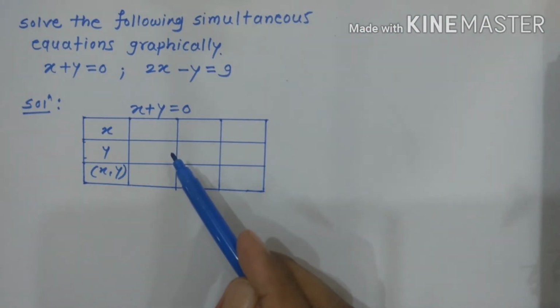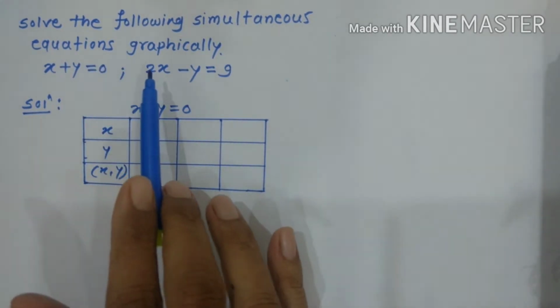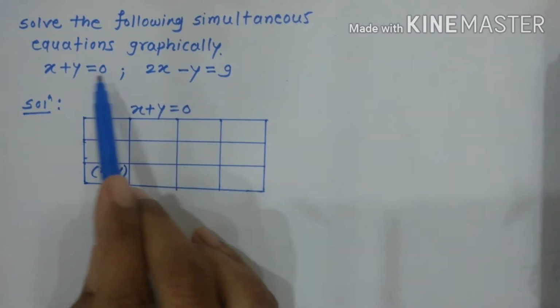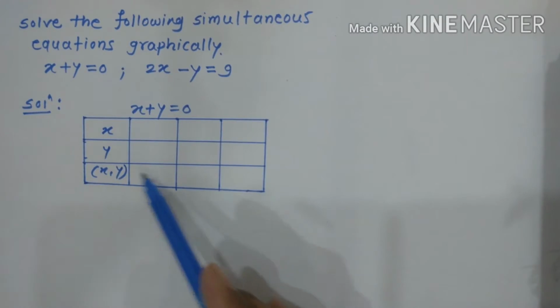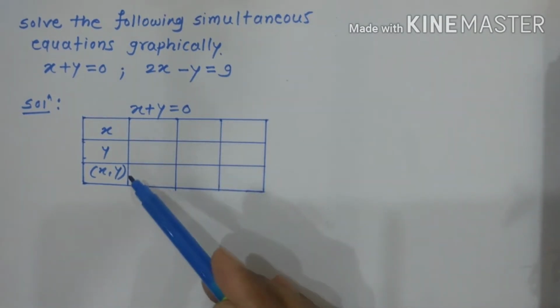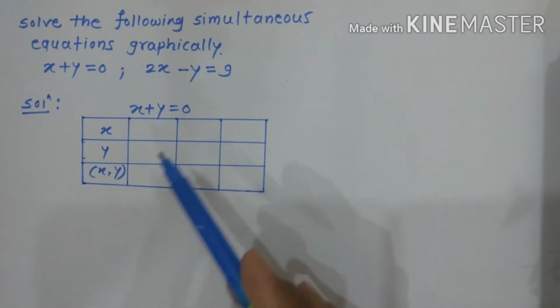Hello students, in this video we will see how to solve simultaneous equations by graphical method. Here these two equations are given to us. First, prepare this type of tables for each equation. We have to find at least 3 solutions for each equation.